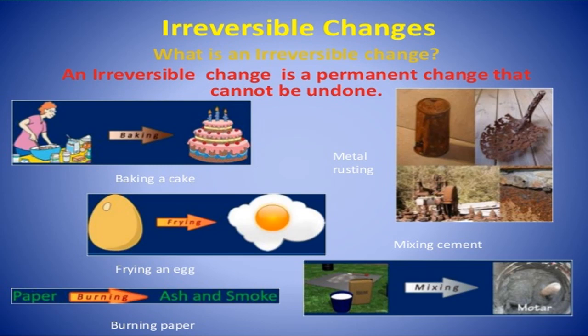Then mixing of cement. Mortar is basically cement. So cement is mixed with water to form a paste with which the construction work is done. So once cement is mixed with water and it is dried, it becomes very hard. Then you cannot change this mortar into powdered cement again. So mixing cement into mortar is an irreversible change.